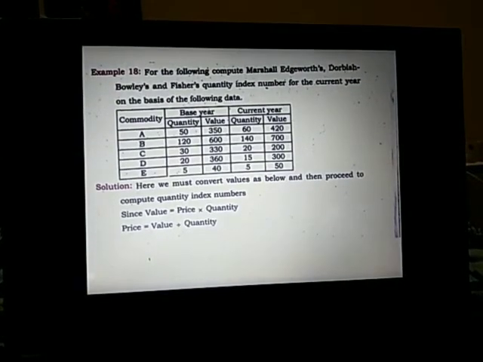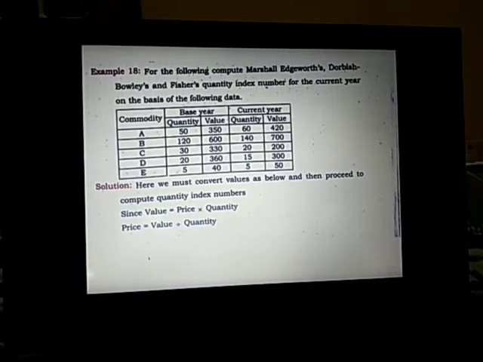The next example: for the following, compute Marshall-Edgeworth's, Dorbish-Bowley and Fisher quantity index number for the current year on the basis of the following data. There are 5 commodities A, B, C, D, E, and the base year and current year quantity as well as value is given. The price is not given in the table, but the value for each of the commodities in the base year as well as current year is given.